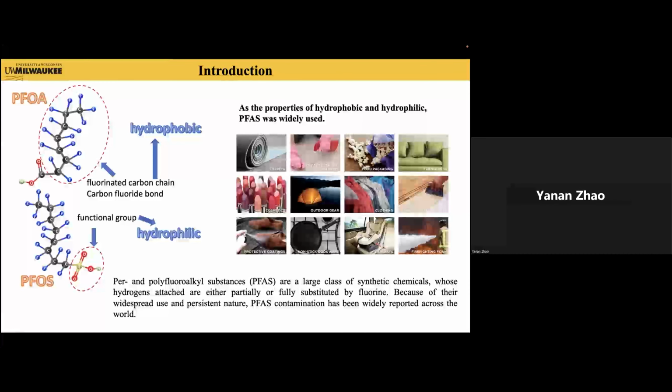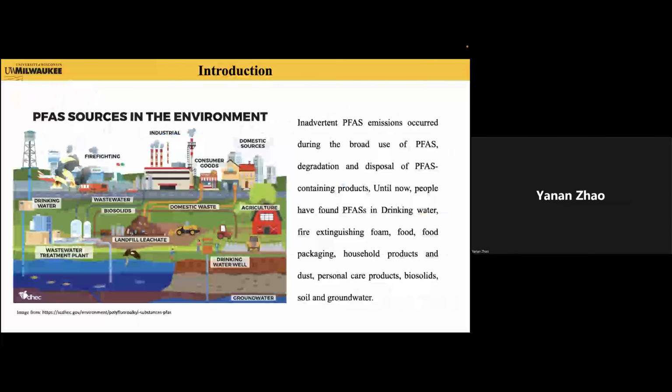I think, as with the last section, this section is about PFAS. I do not want to talk too much about basic knowledge of PFAS, but PFAS is everywhere and it has hydrophobicity and hydrophilicity properties. From this picture, we can see the sources of PFAS are almost everywhere. PFAS emission may occur during the use of PFAS, the degradation of precursors, and the disposal of PFAS-containing products.